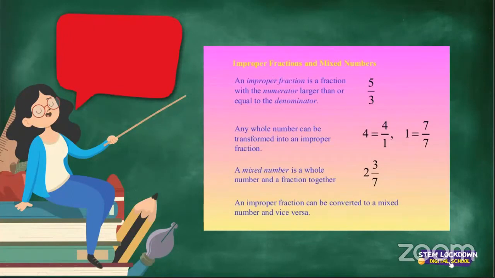A mixed number is a whole number and a fraction together. Here's the explanation. We have 2, which is a whole number, and we have 3/7. So this is a mixed number, with a whole number and a fraction. An improper fraction can be converted into a mixed number and vice versa.